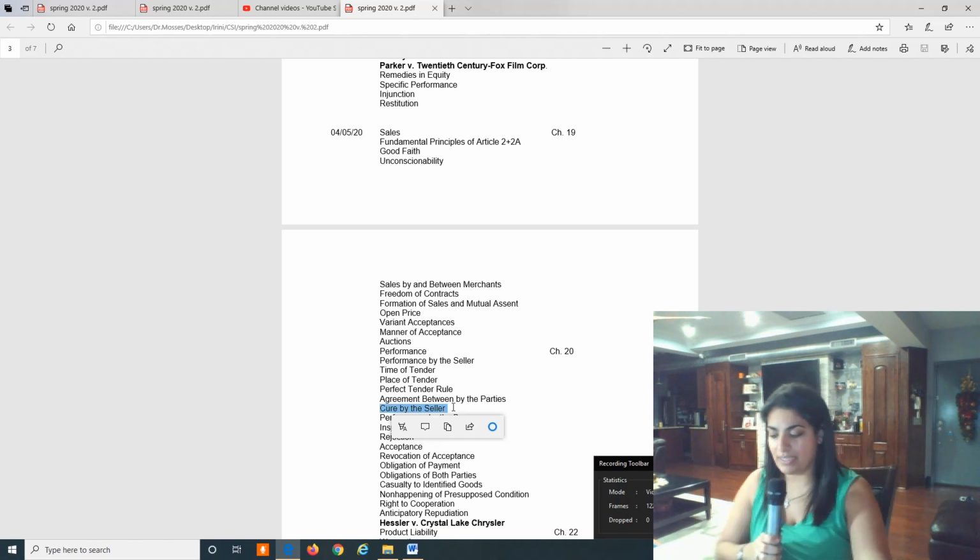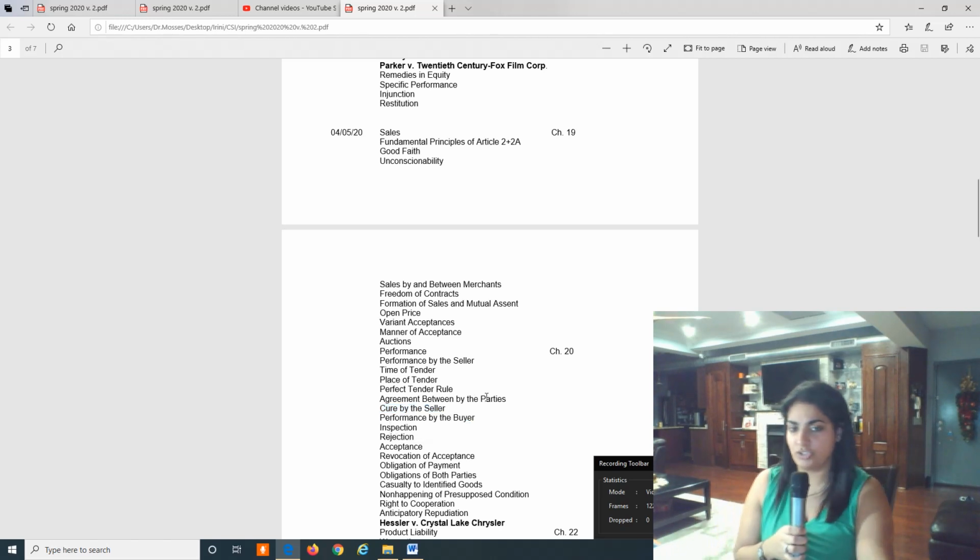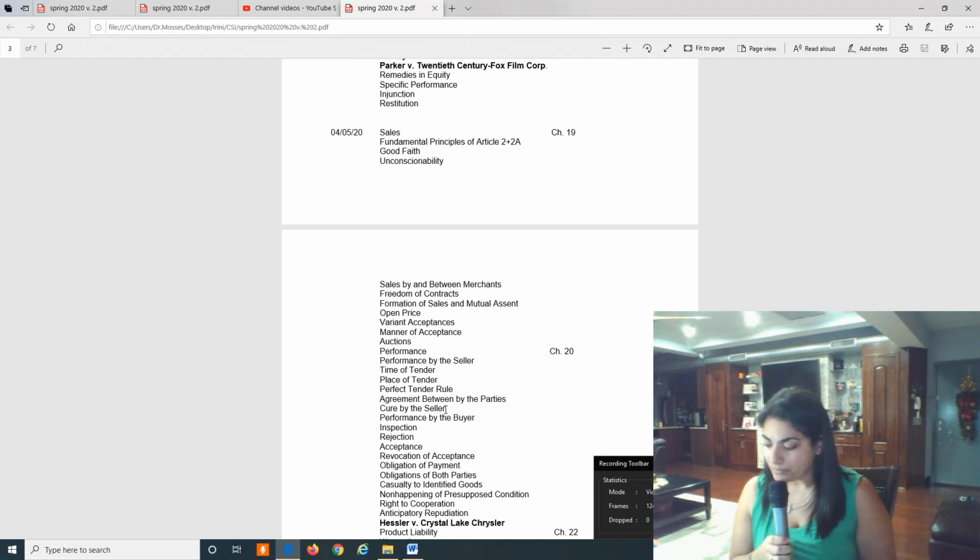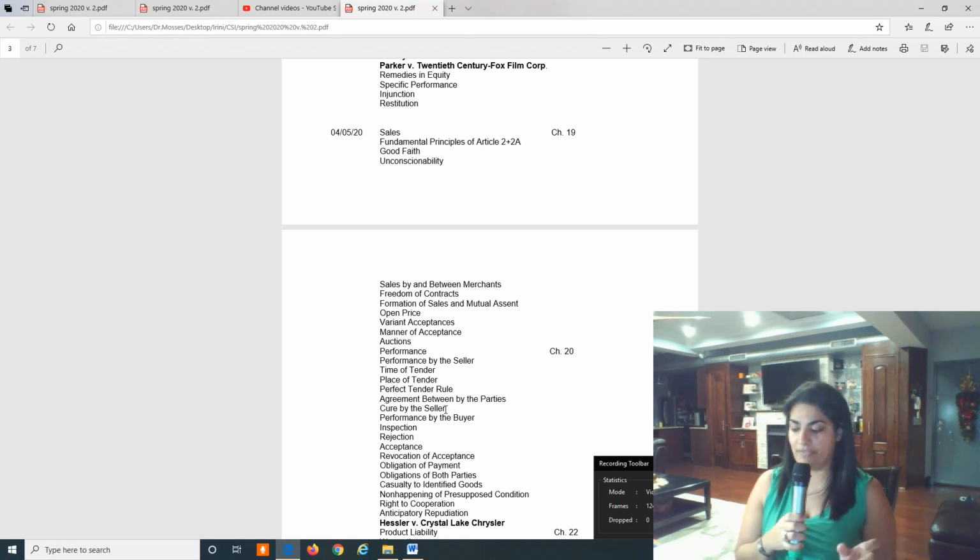So use common sense, which you have been in the past, right, in just living life. So that's cure by the seller. You're giving the seller an opportunity to remedy the situation, but you also are using common sense here. You also have a finite period of time to inspect the item to make sure that it's okay.